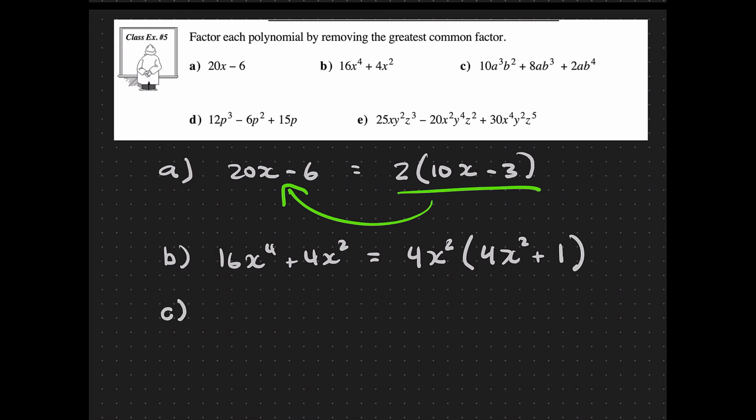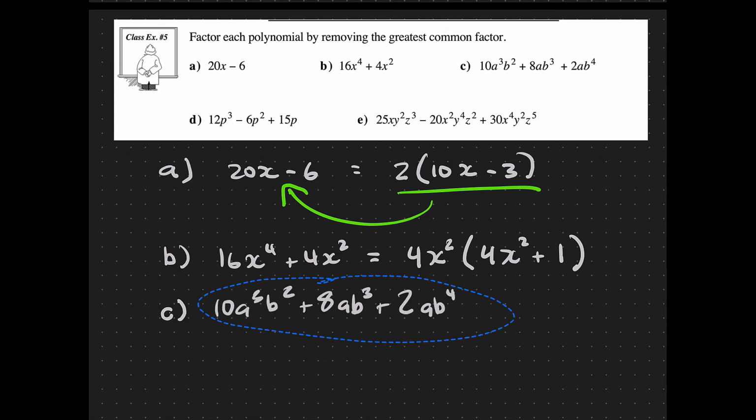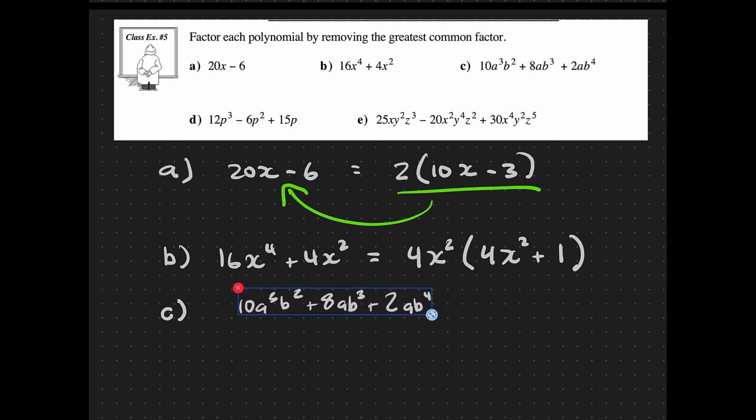Part C says 10a cubed b squared plus 8ab cubed plus 2ab to the power of 4. Okay, I'm just going to shrink this down a little bit because we're going to run out of room. Okay, so again, the first thing I'm going to do is say, well, that equals, what can we pull out that is common? I'm going to pull out a 2.